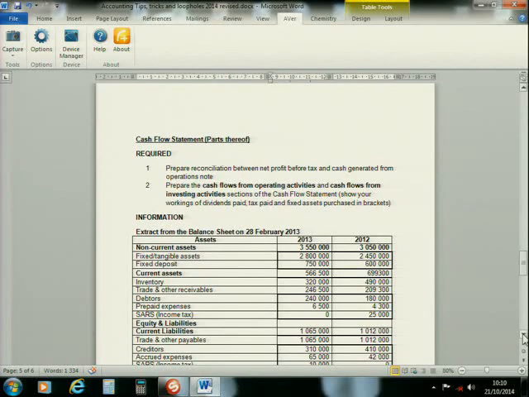Right. And this will be followed by changes in working capital. There are three things that you must consider. Don't put any additional item. We don't want to see four things there. It's only three things: inventory, trade and other receivables, trade and other payables. Changes in inventory, changes in trade and other receivables, changes in trade and other payables. Three things to consider.